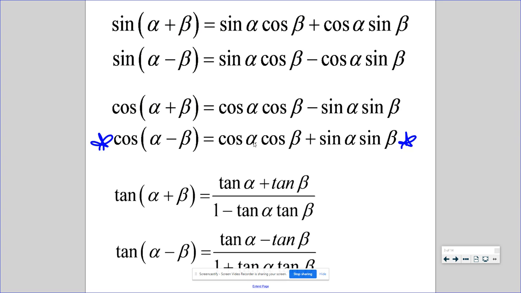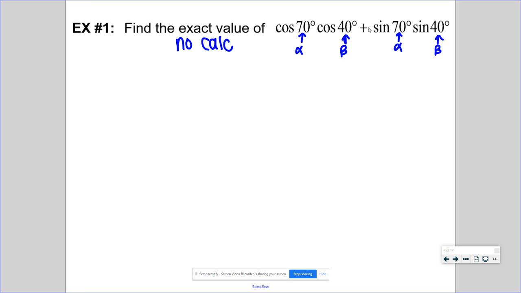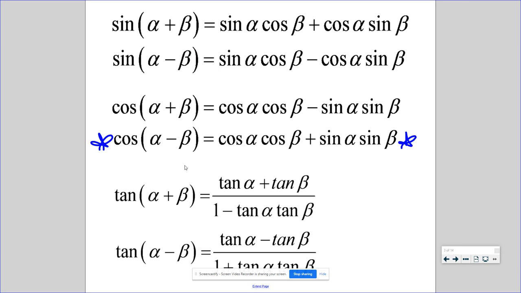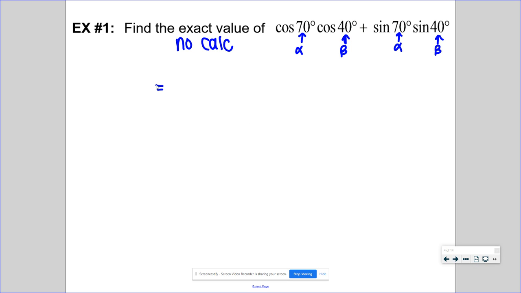So it says cos of alpha times cos of beta. Okay, we have that. Plus sine of alpha times sine of beta. We have that. What is it equal to? It says it's equal to cos of alpha minus beta. So this is all equal to cos of alpha minus beta. And that's just according to those formulas.